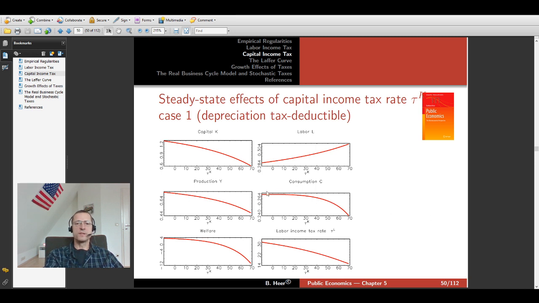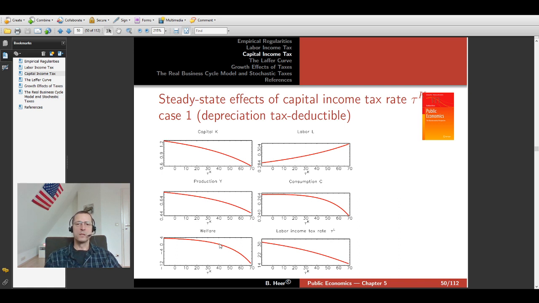Consumption increases as well, even if we decrease capital income taxes beyond the threshold 0. And as a consequence, utility increases monotonically in steady state. So when labor falls, leisure increases and consumption increases. So both arguments of the utility function increase, and therefore welfare increases.